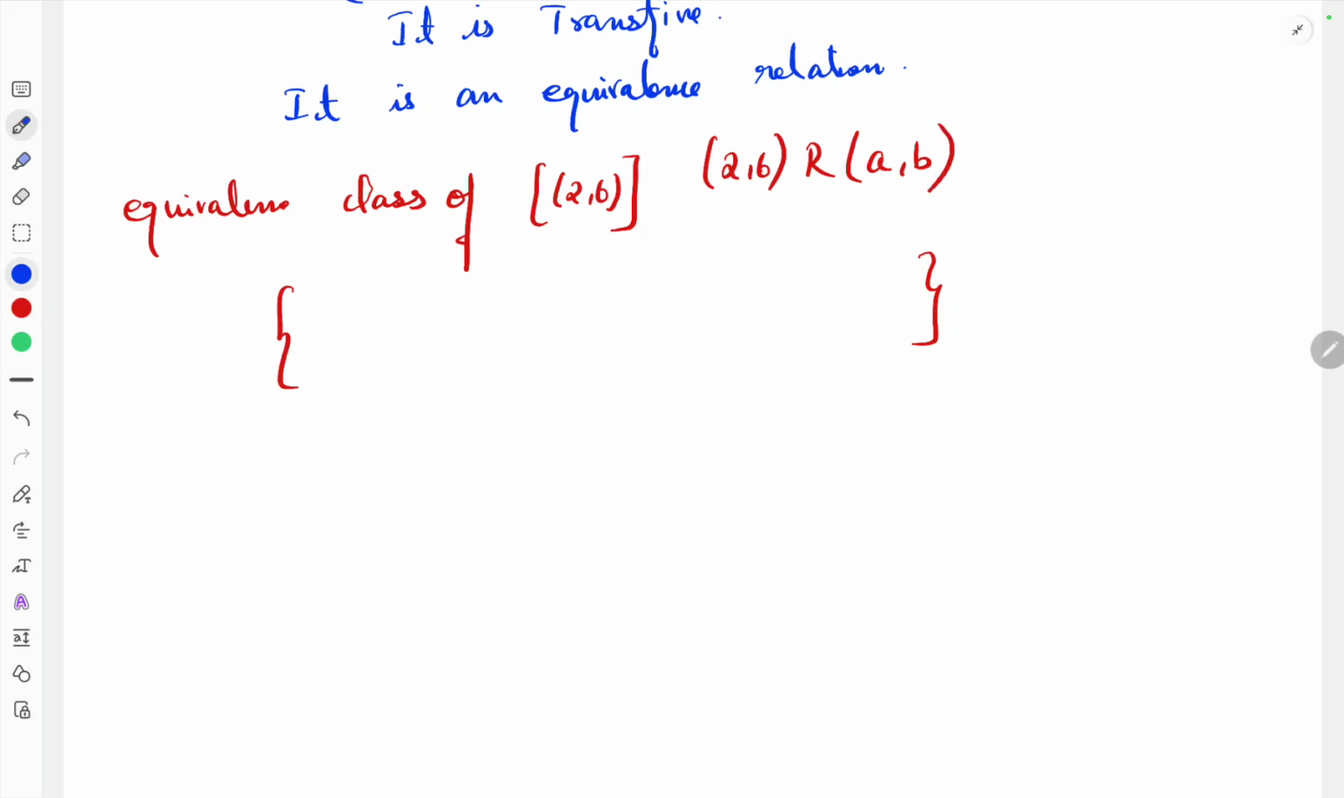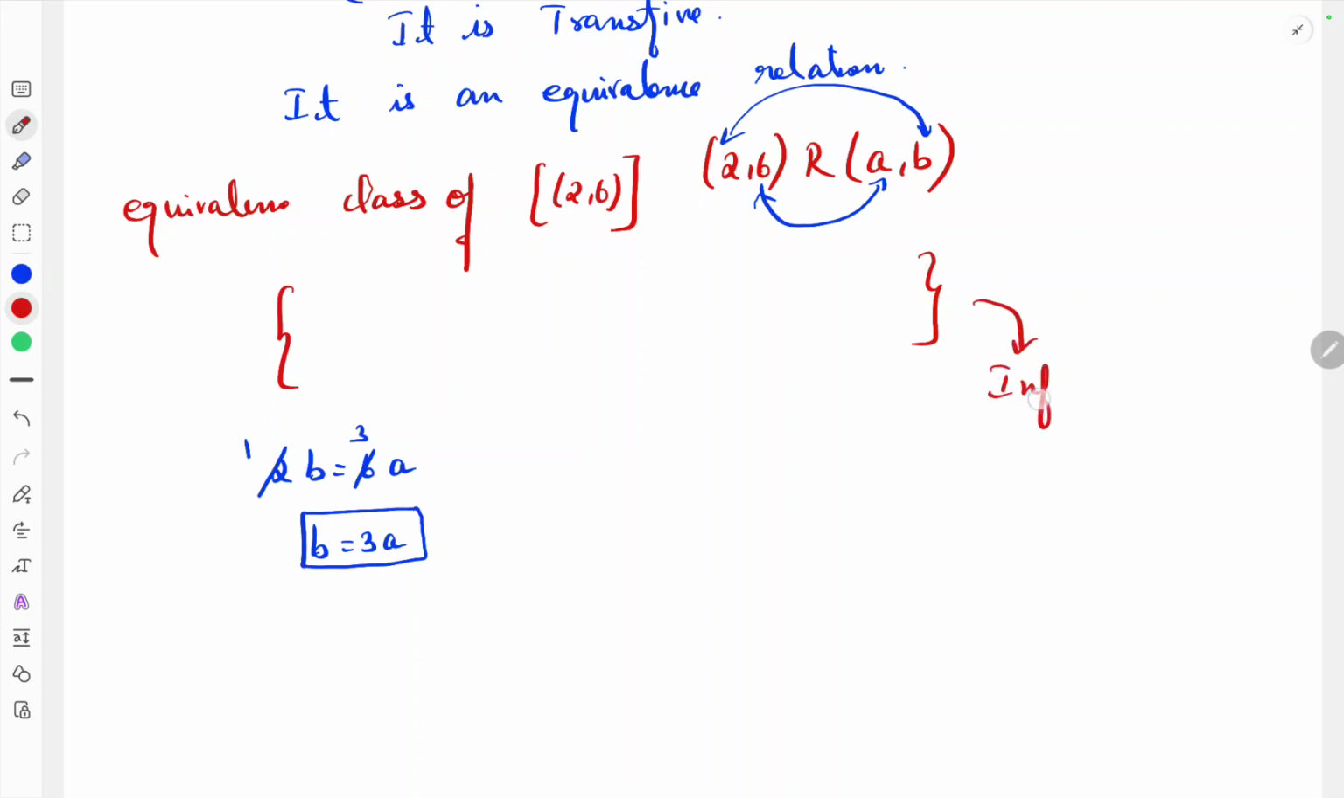If (2, 6) is related with (A, B), then definitely 2 into B will be equal to 6 into A. So I can say 2B equals 6A. After that I can just solve this. 2 ones are 2, 2 threes are 6. So B will be equal to 3 times A. See here, now A is some natural number. There is no end for natural numbers, which means the equivalence class is an infinite set.